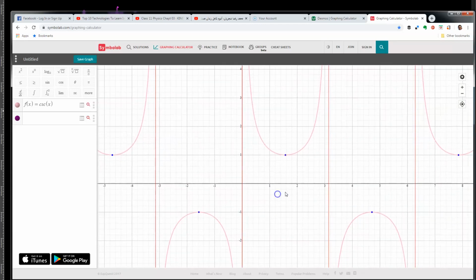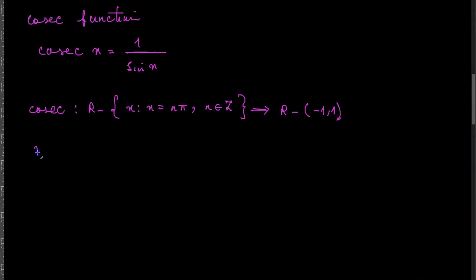So this function is again not creating any values here. For example, let's see what happens at x equal to pi by 2. When x is equal to pi by 2, cosecant of pi by 2 is equal to 1 over sine pi by 2. Now sine pi by 2 is equal to 1, so that's 1 over 1, which is equal to 1.